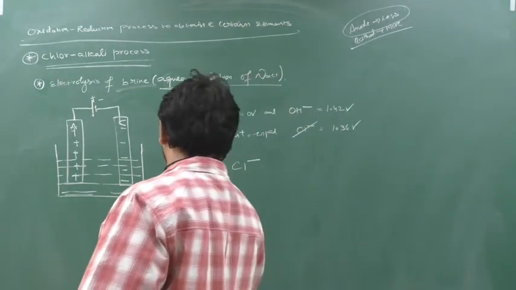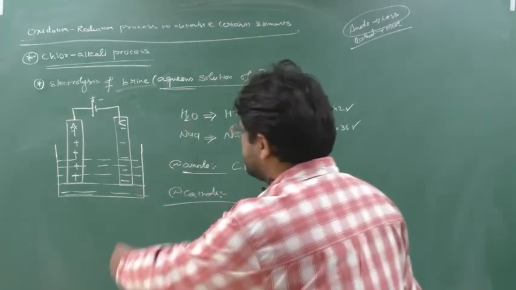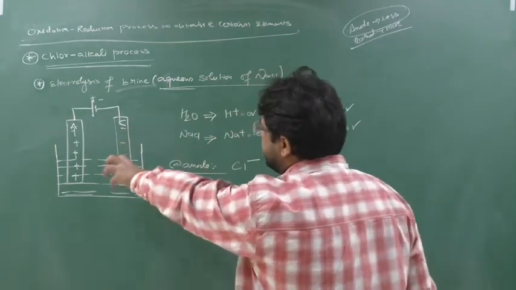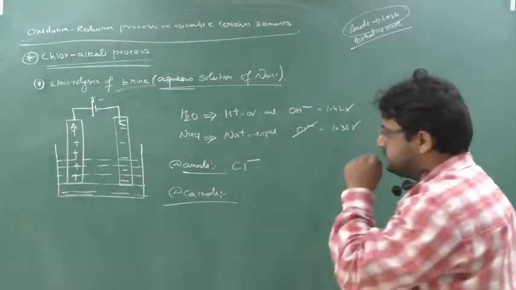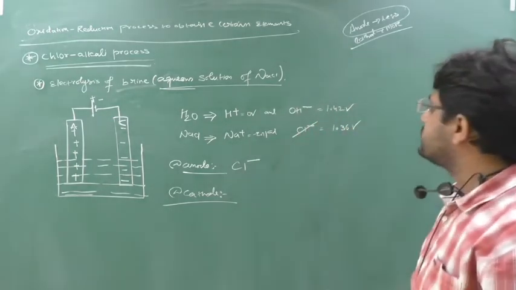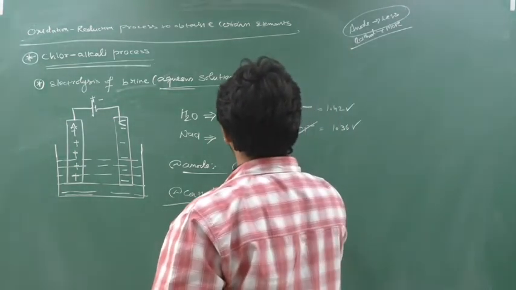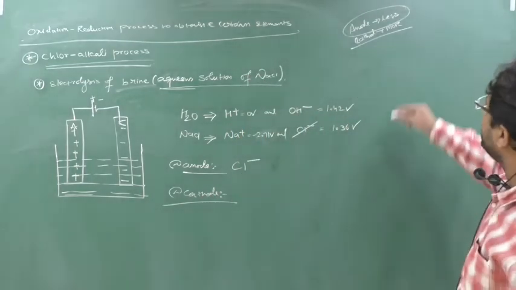We will see at the cathode. Now the cathode has a minus charge, so minus will attract plus. Here we have two cations: one is H plus, another one is Na plus. H plus value is 0 volt and Na plus is minus 2.71 volt. Clear?